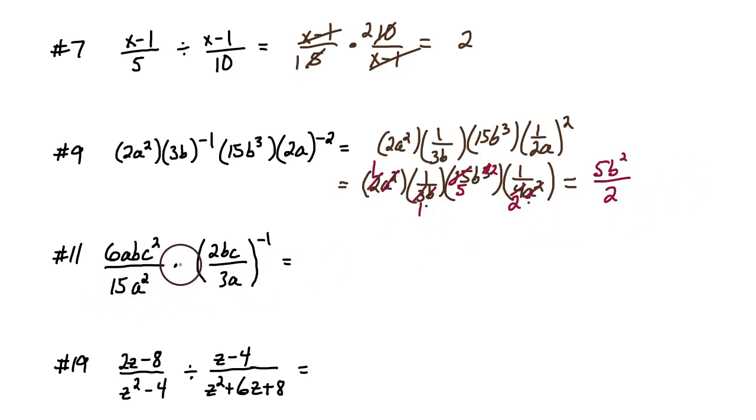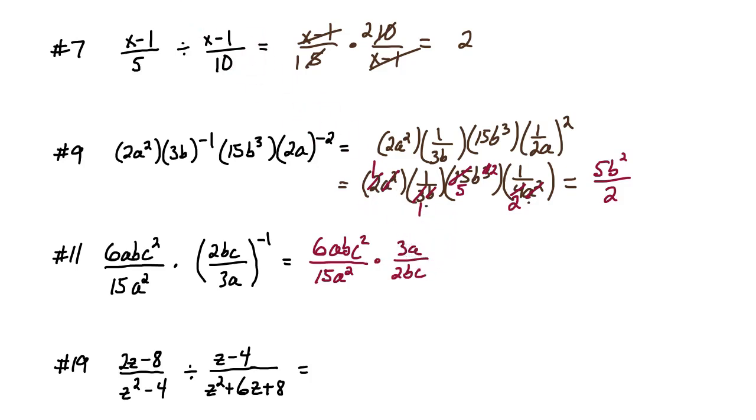Number 11, before doing the multiply, let's take care of this negative exponent part. So we'll keep our first fraction the same as it was. And then the fraction that has the negative exponent, make its reciprocal. Now it has a positive 1 exponent, which you don't need to write.